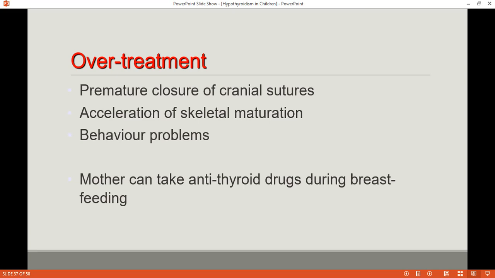Overtreatment causes premature closure of the cranial sutures, known as craniosynostosis, and there is acceleration of skeletal maturation and behavioral changes. In children, there are temper tantrums, as you have heard about, behavioral irritability, and sometimes some patients get diarrhea.